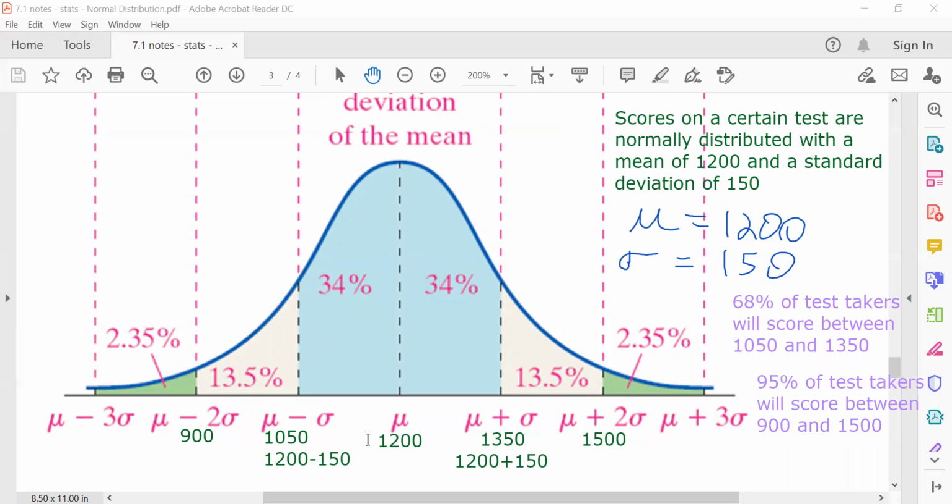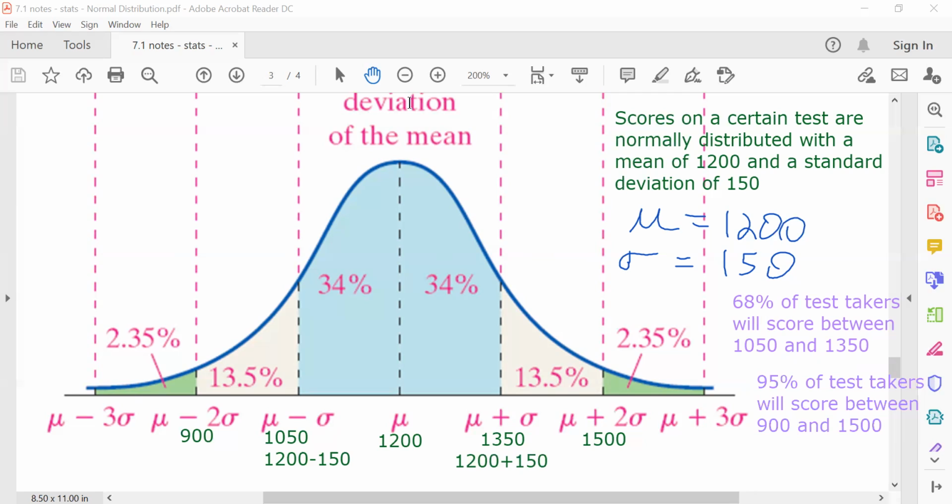We know what the mean is, it's 1200. We know what the standard deviation is. So I can tell you that 900 is 2 standard deviations below the mean. 1500 is 2 standard deviations above. So a full 95% of the data is under this curve. If I did 13.5 plus 34 plus 34 plus another 13.5, that would add up to 95%.